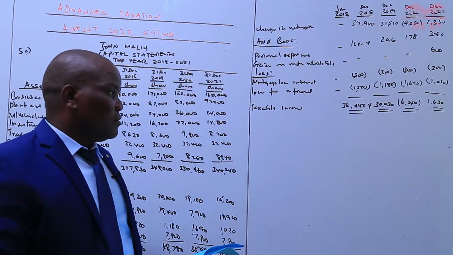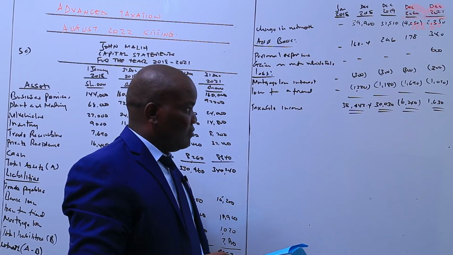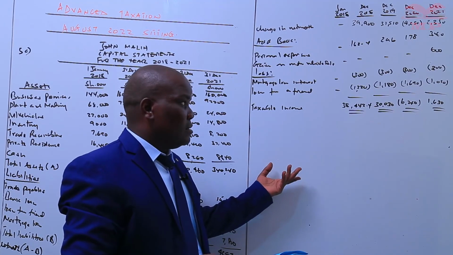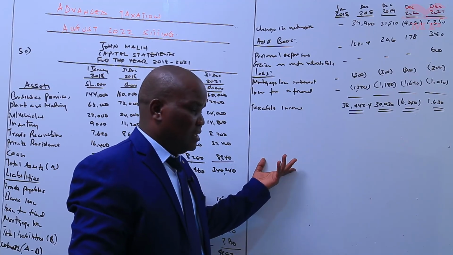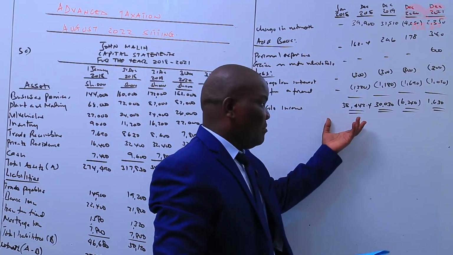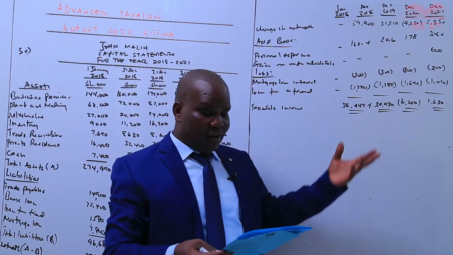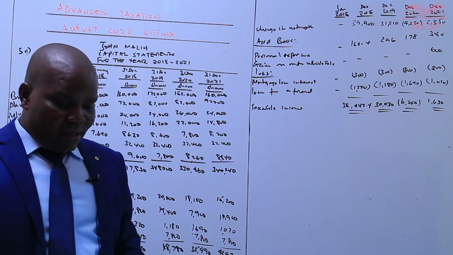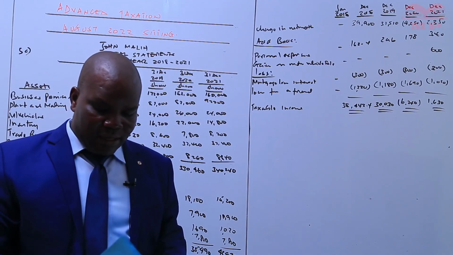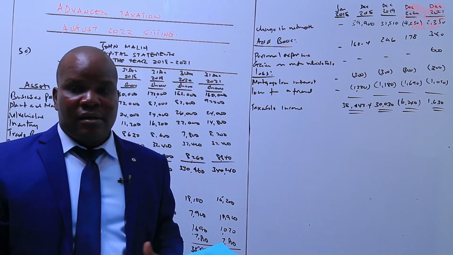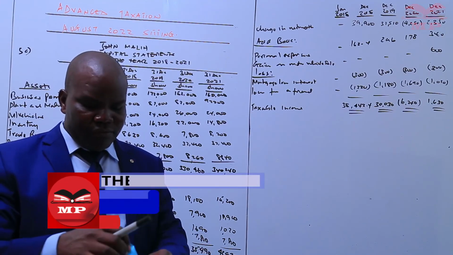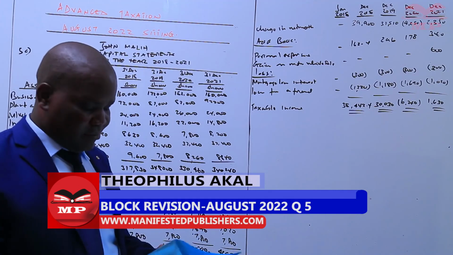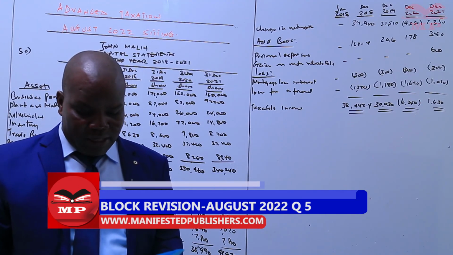This question could also be asked differently. They could ask you to determine the cumulative taxable income of John Malley for the 4-year period. In that case, once you reach here, simply get the sum of all these figures. And with that, we have answered part C of question 5, and that is the end of question 5. Take your time once again, go through it and do more questions touching on these areas of capital statement and even the theory part that we've covered.